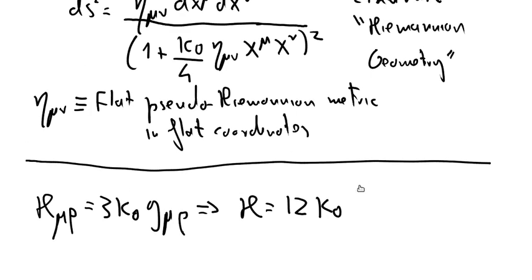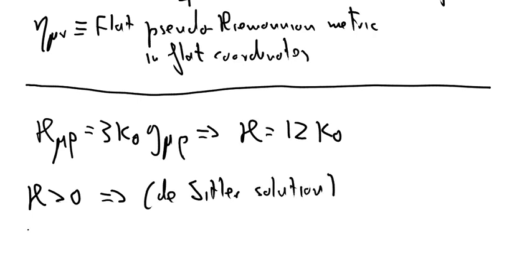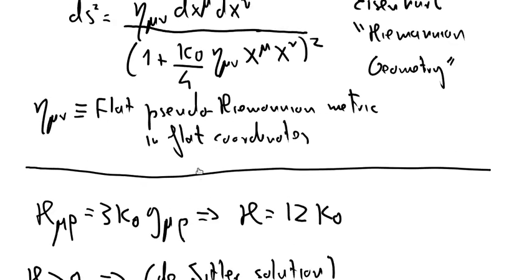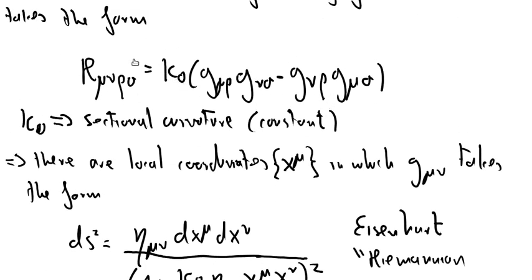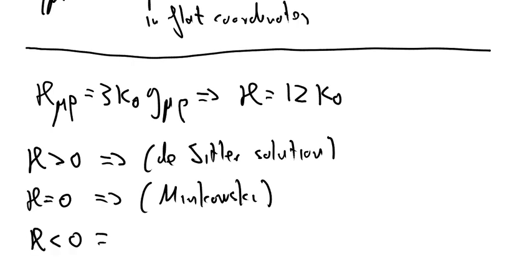These three cases are: the case in which the scalar curvature is positive, which corresponds to the de Sitter solution; the case in which the scalar curvature is 0, which, just looking at the expression of the Riemann tensor, means k0 is 0 and the Riemann tensor is 0, so this is the Minkowski solution, which we have already studied; and the case in which the scalar curvature is negative, which is the anti-de Sitter solution.